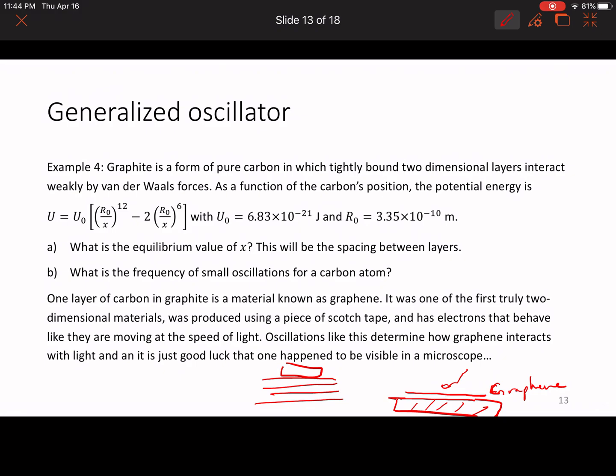So it turns out that you can actually do this on appropriate thickness silicon dioxide substrates. You will see single layer graphene. It's actually visible in a regular microscope. That's an accident of nature, but it's an accident that got someone the Nobel Prize. The physics behind that turns out to be exactly these small frequency, these small angle oscillations.